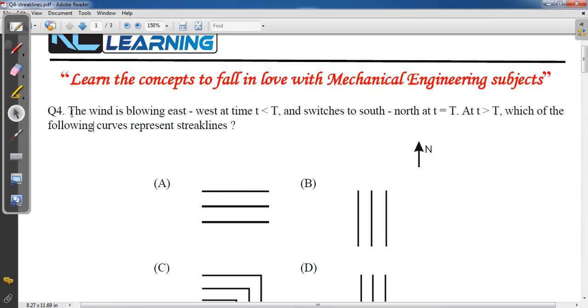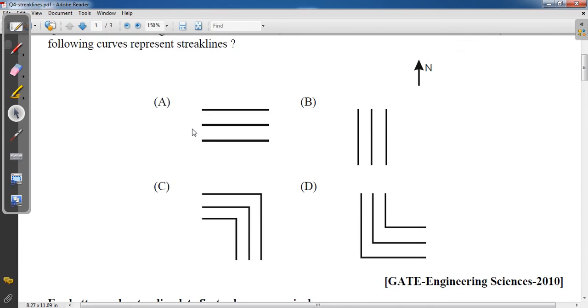The question says the wind is blowing east-west at t less than capital T and switches to south-north at t equal to capital T. Then at t greater than T, which one of the following curves represents streak lines? This question came in GATE Engineering Sciences 2010. Direction is given in north.